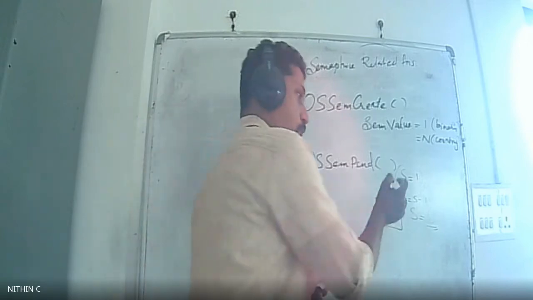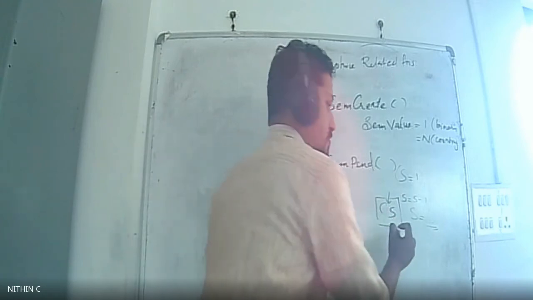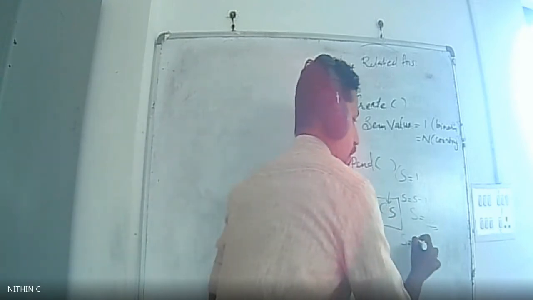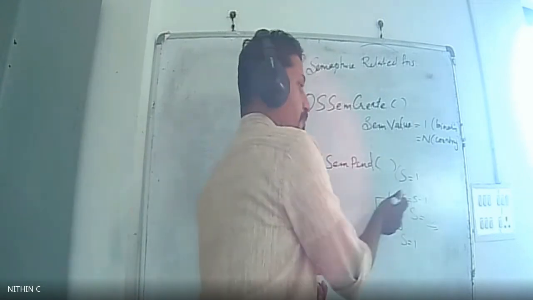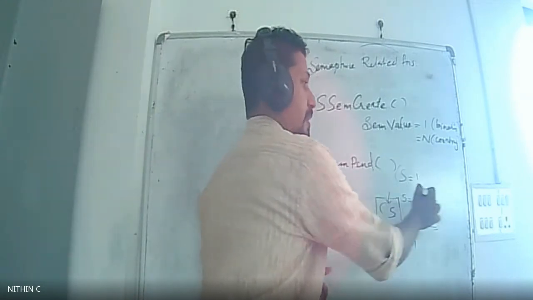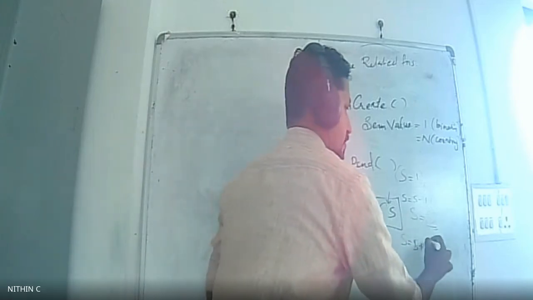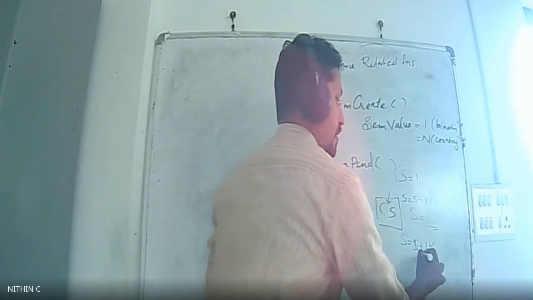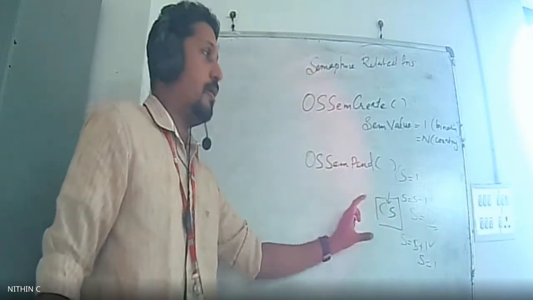Okay, so once that particular process has completed the access of the critical section, its value will be incremented to 1 again. Now another process can come into the critical section. That is, before accessing the critical section there will be a decrement operation, and after execution there will be an increment operation. S is equal to S plus 1. Then S again becomes 1. So that is the process that is happening.